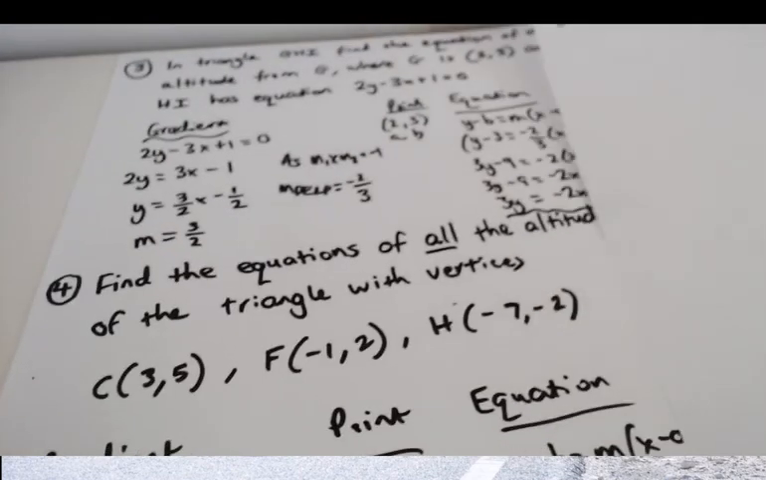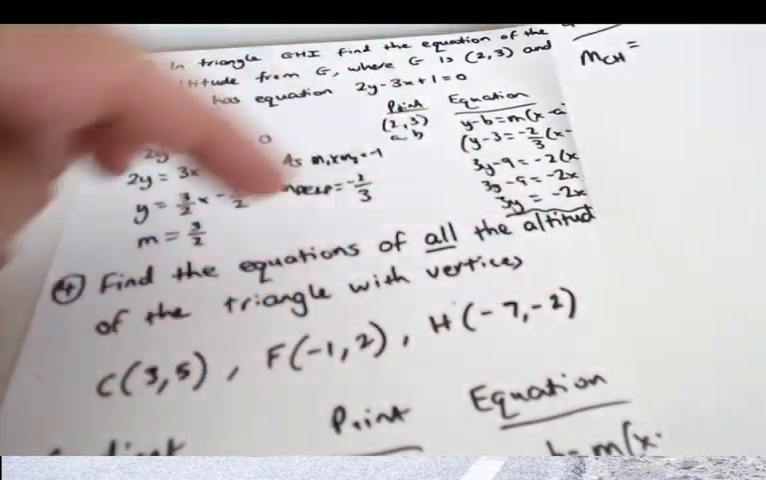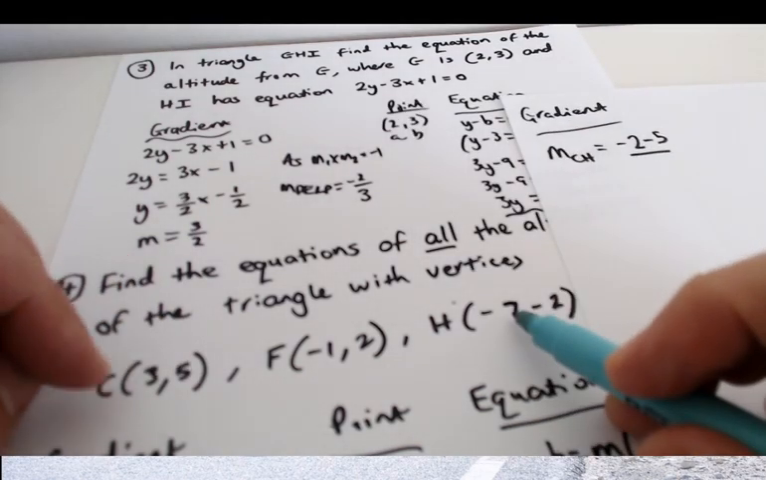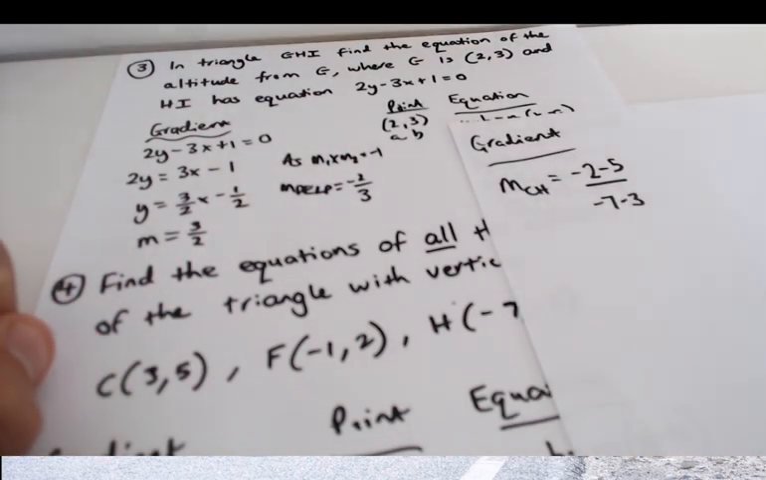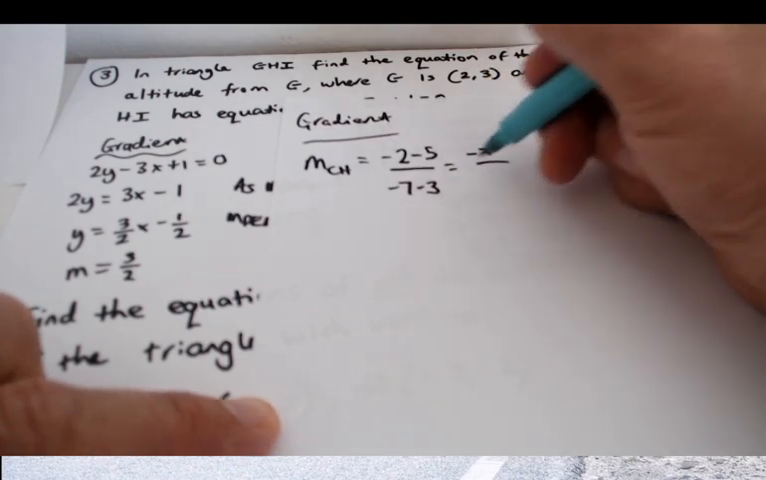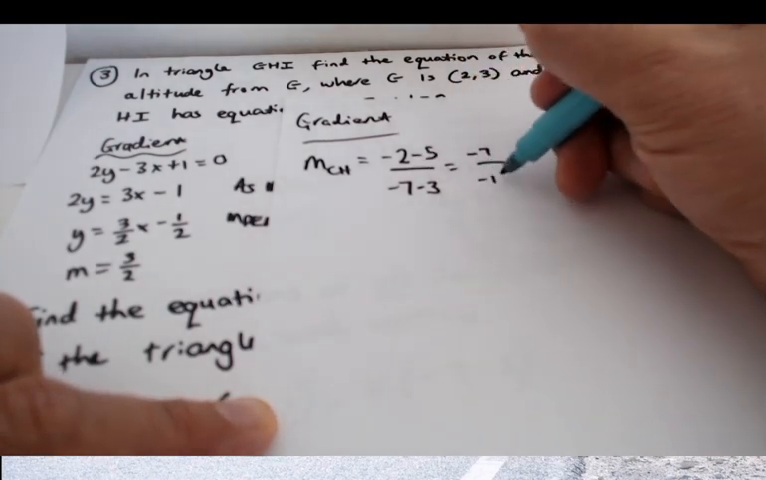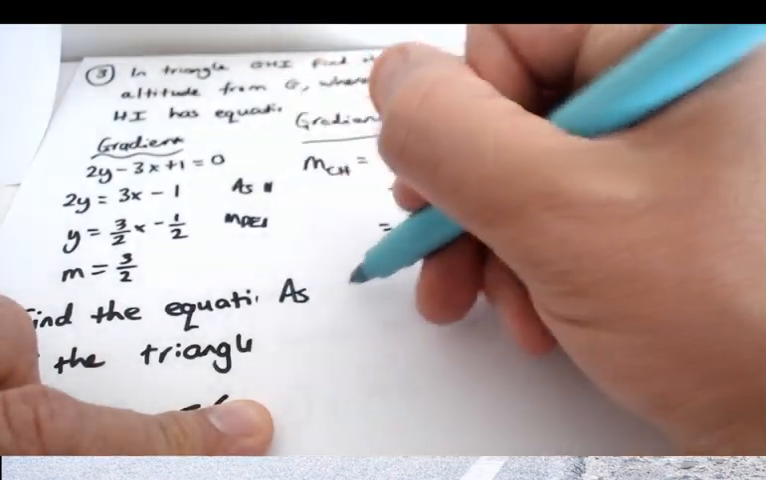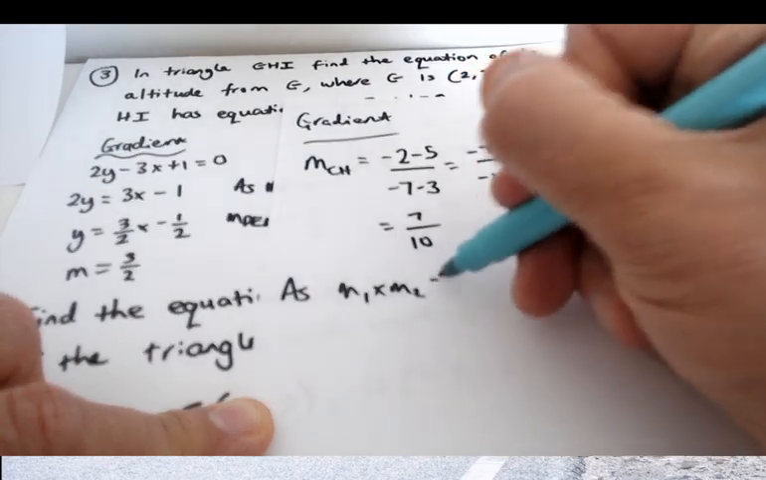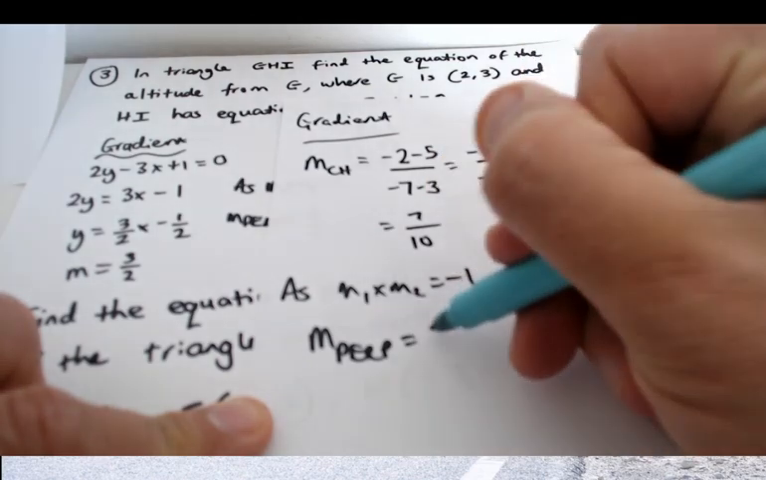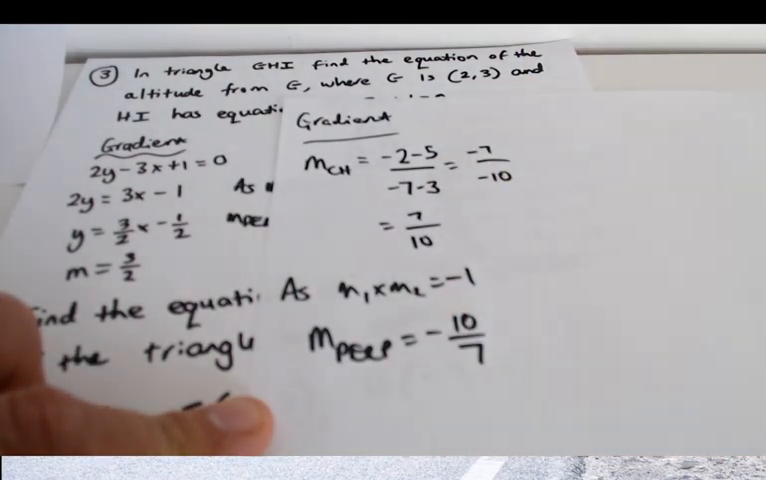Right, so CH, that's going to give me -2 take away 5 over -7 take away 3. And we're off and rolling. So -2 take off 5 is going to give me -7. -7 take off 3 is going to give me -10. The negatives will cancel, giving me a gradient of 7/10. I want the perpendicular gradient, so I write my wee line out yet again. Upside down, change the symbol. The perpendicular gradient is going to be -10/7.